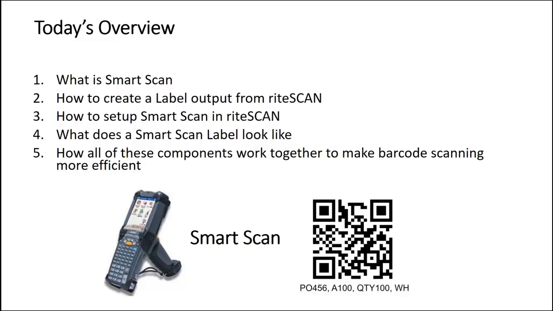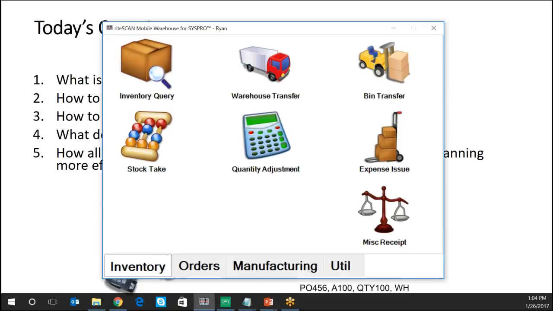So it can really streamline your processes, helping to input the data directly into riteSCAN, all within one quick click of one barcode. So it can be really efficient. I would like to start out with a brief overview of how that works in riteSCAN. First we're going to go through a transaction in warehouse transfers without SmartScan.